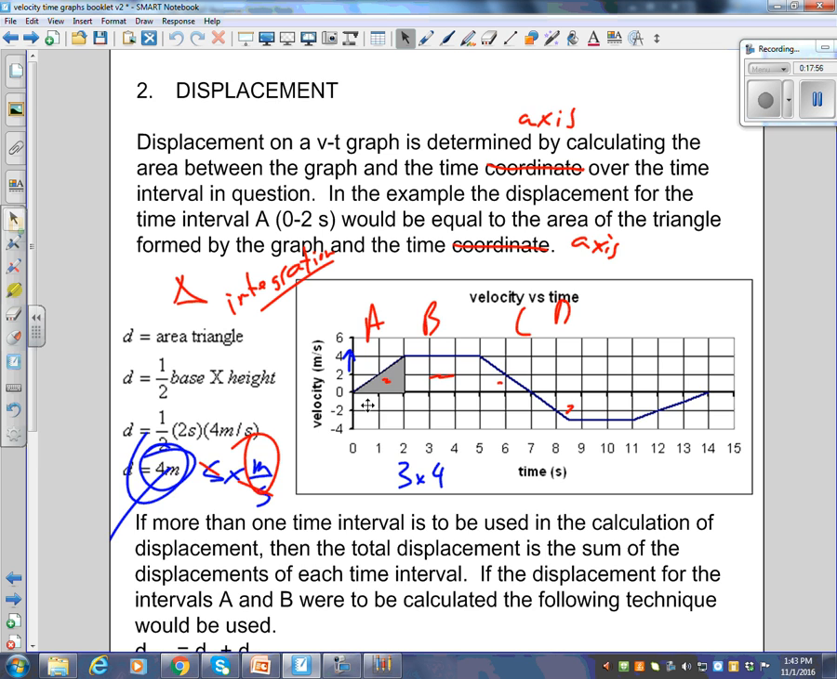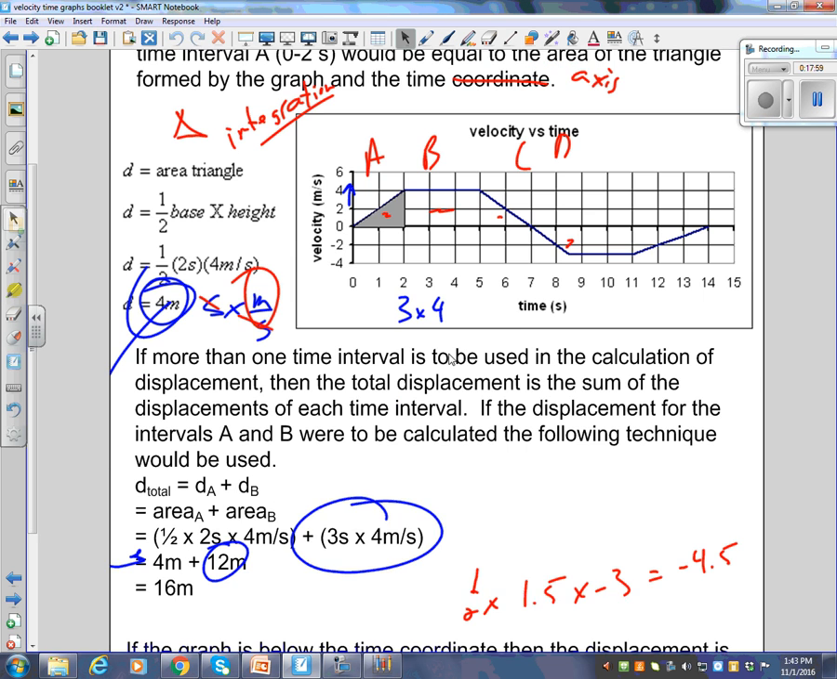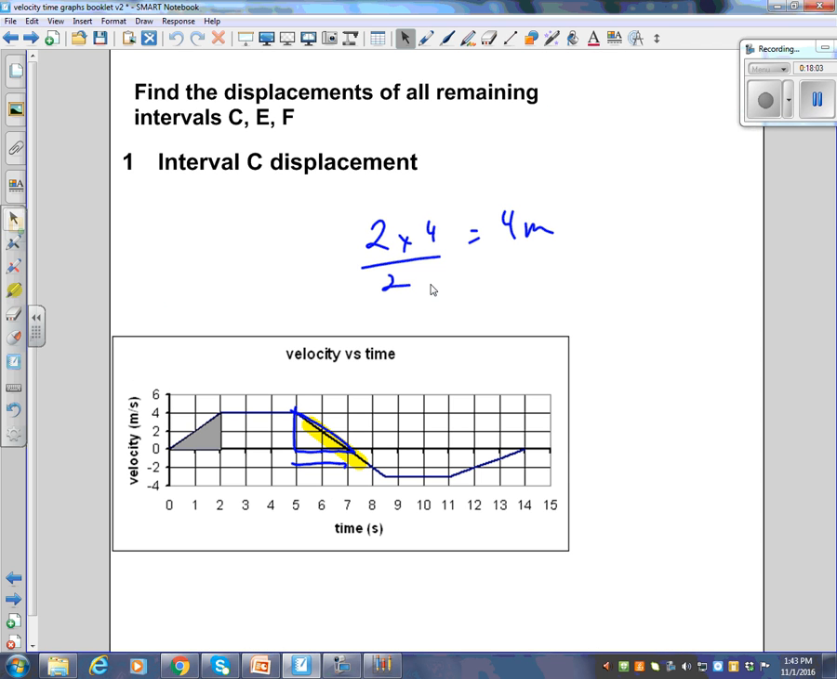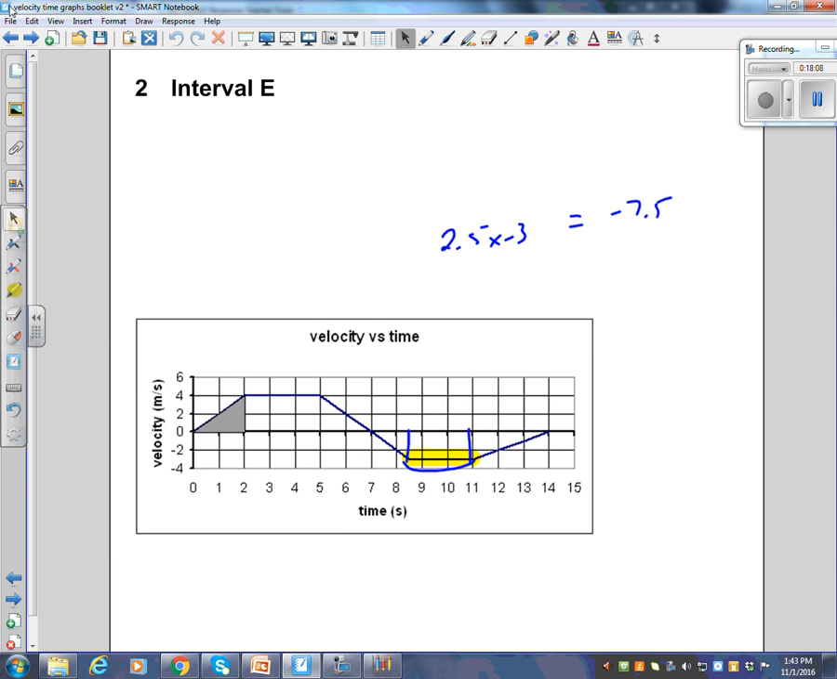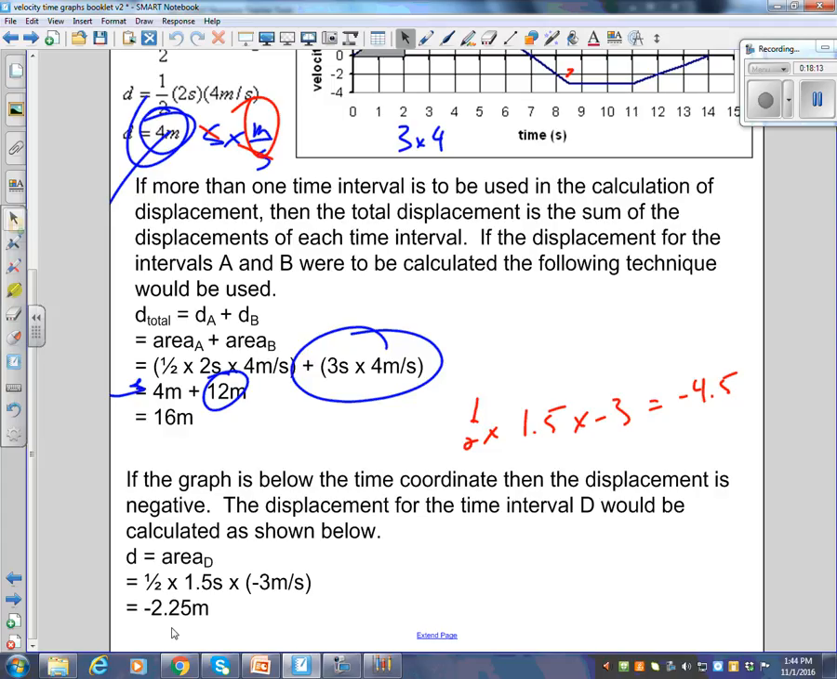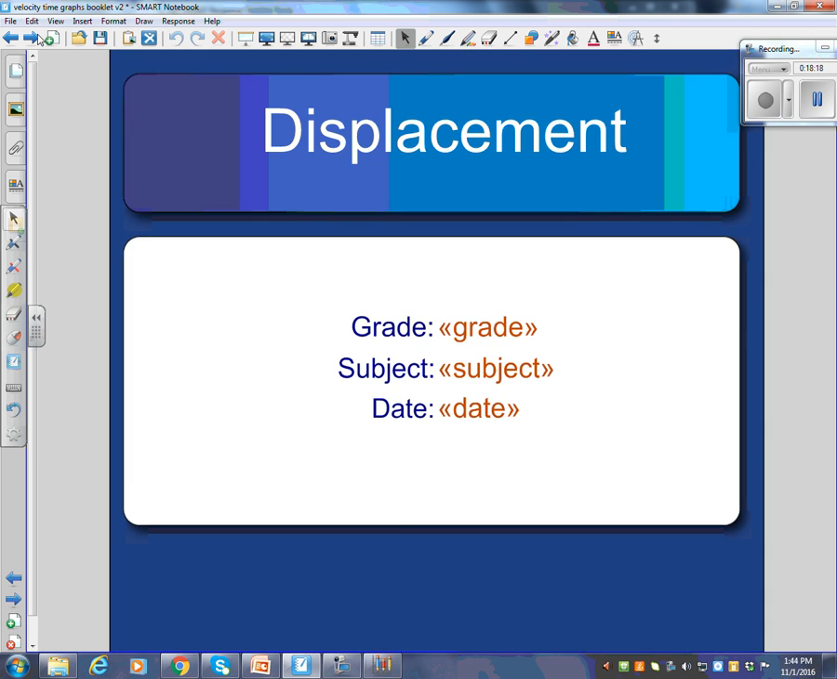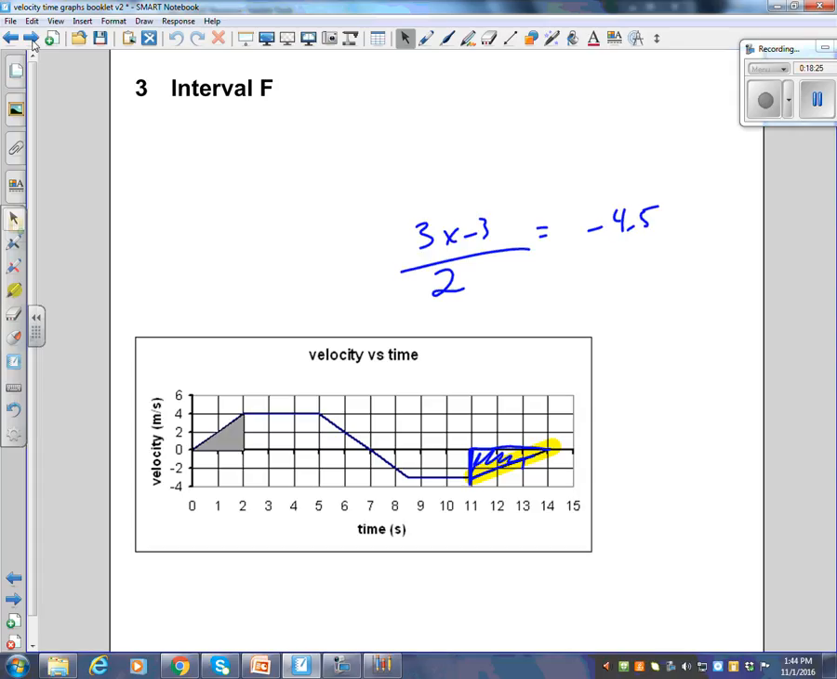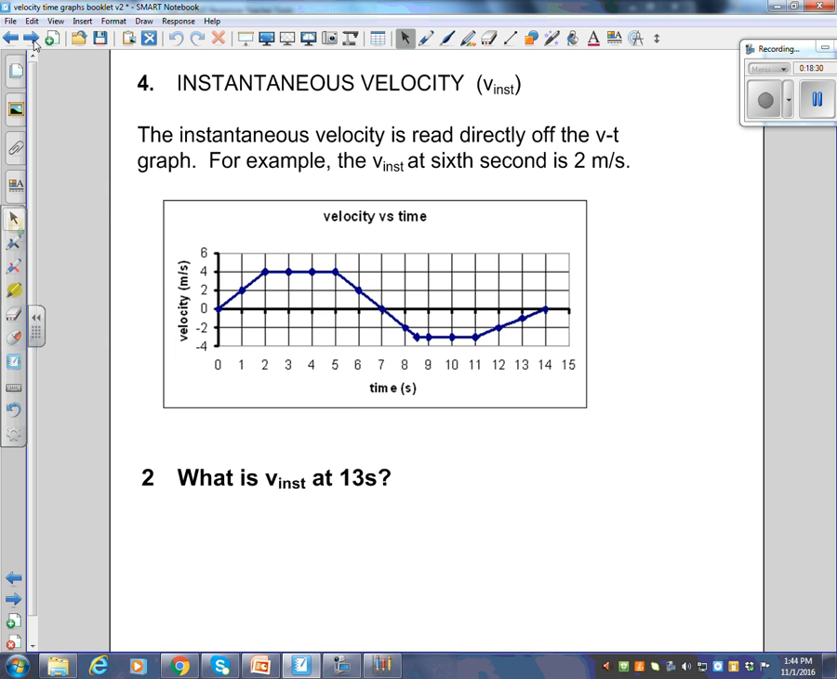A was how much? 4. B was 12. We figured out C. I gave you the answer. It was 4. D was given. It was negative. D was minus 2.25. E is minus 7.5. And interval F is 4.5. So you're going to add them all up. Do the negatives matter? Oh yeah, the negatives matter. Huge.